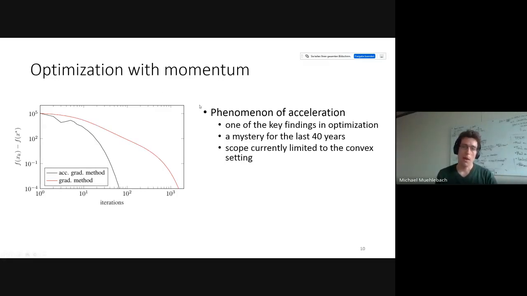Right? And while this has been known for a while, the precise analysis and explaining why this actually occurs and generalizing that beyond the convex setting, that remains very difficult. And this is what I would like to discuss with you in the following 20 minutes.